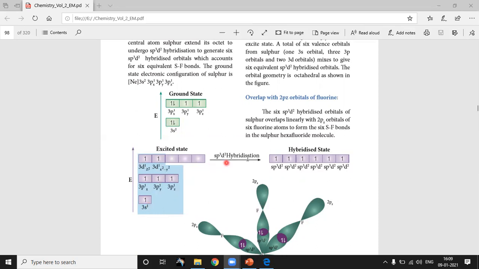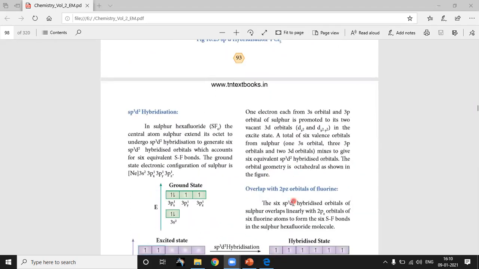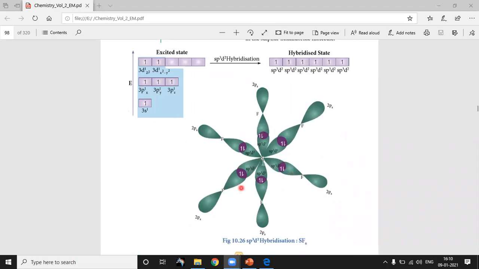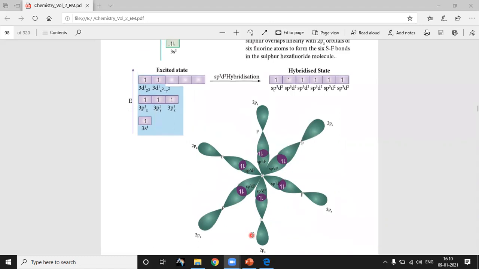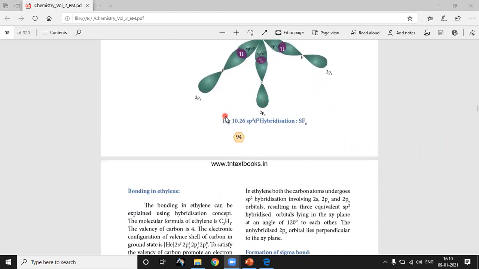Now this sp3d2 hybridization will totally have 6 unpaired electrons, and those 6 unpaired electrons will lead to the formation of the geometry of octahedral. Okay, so the octahedral means the sulfur that is present at the center. Here 3 p orbitals and then 2 d orbitals, so totally 5, apart from the s orbital. So that totally we are having 6 unpaired electrons.